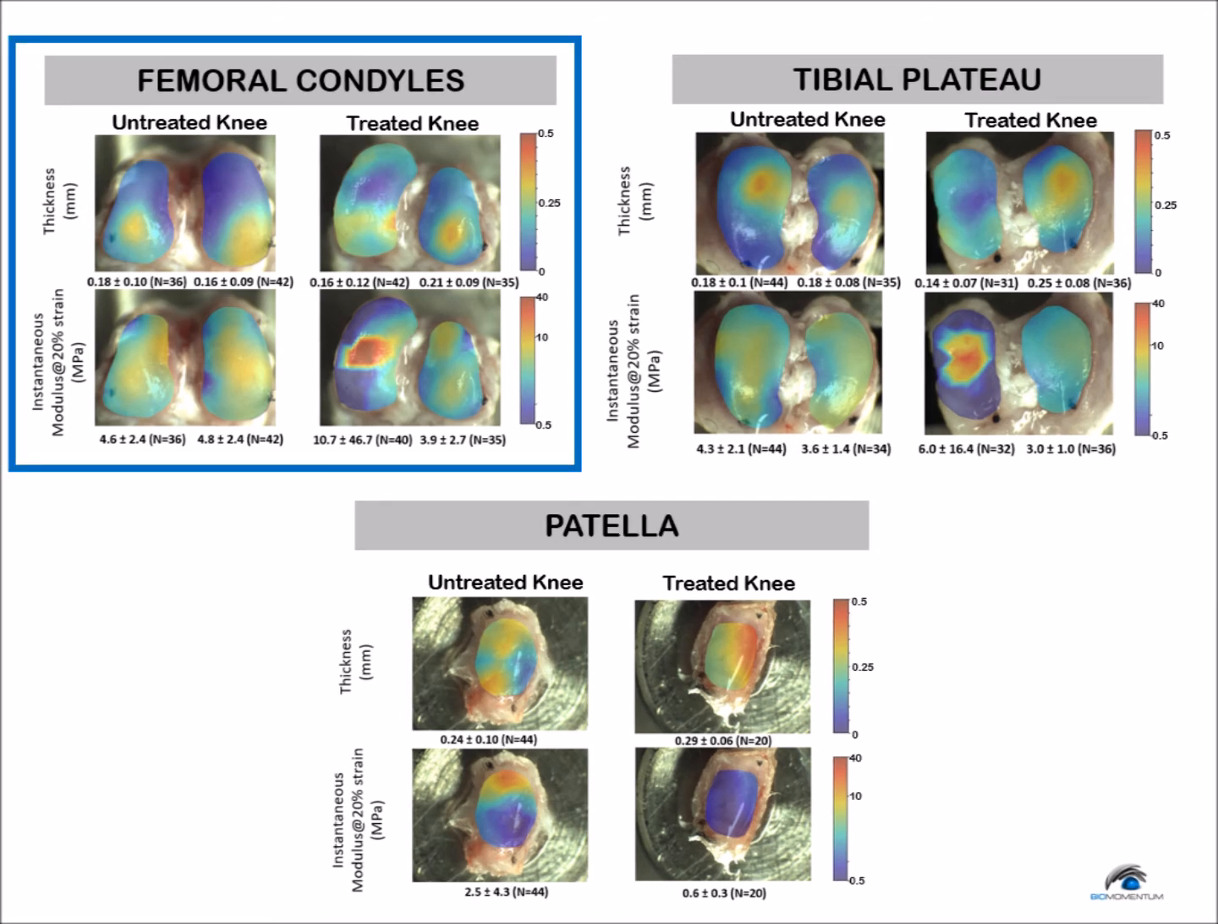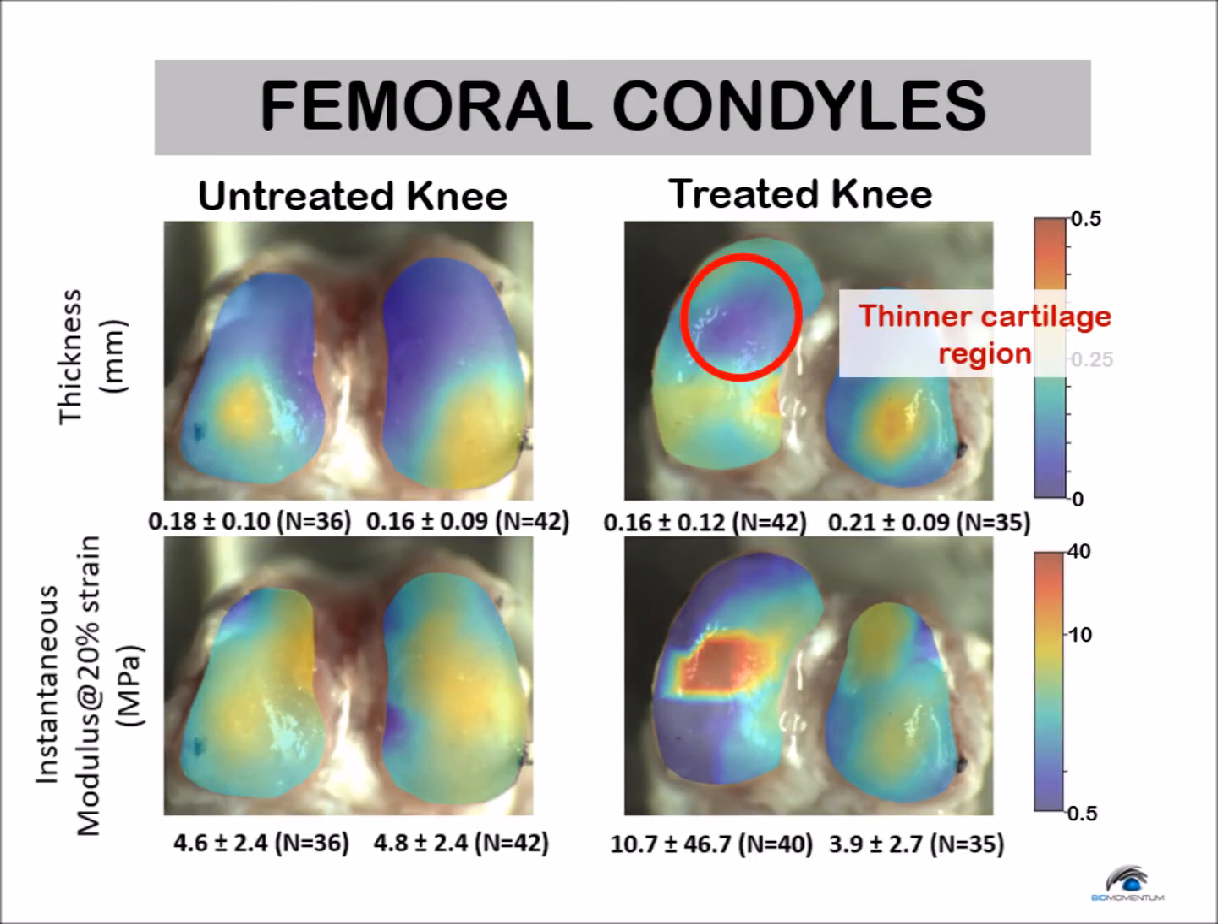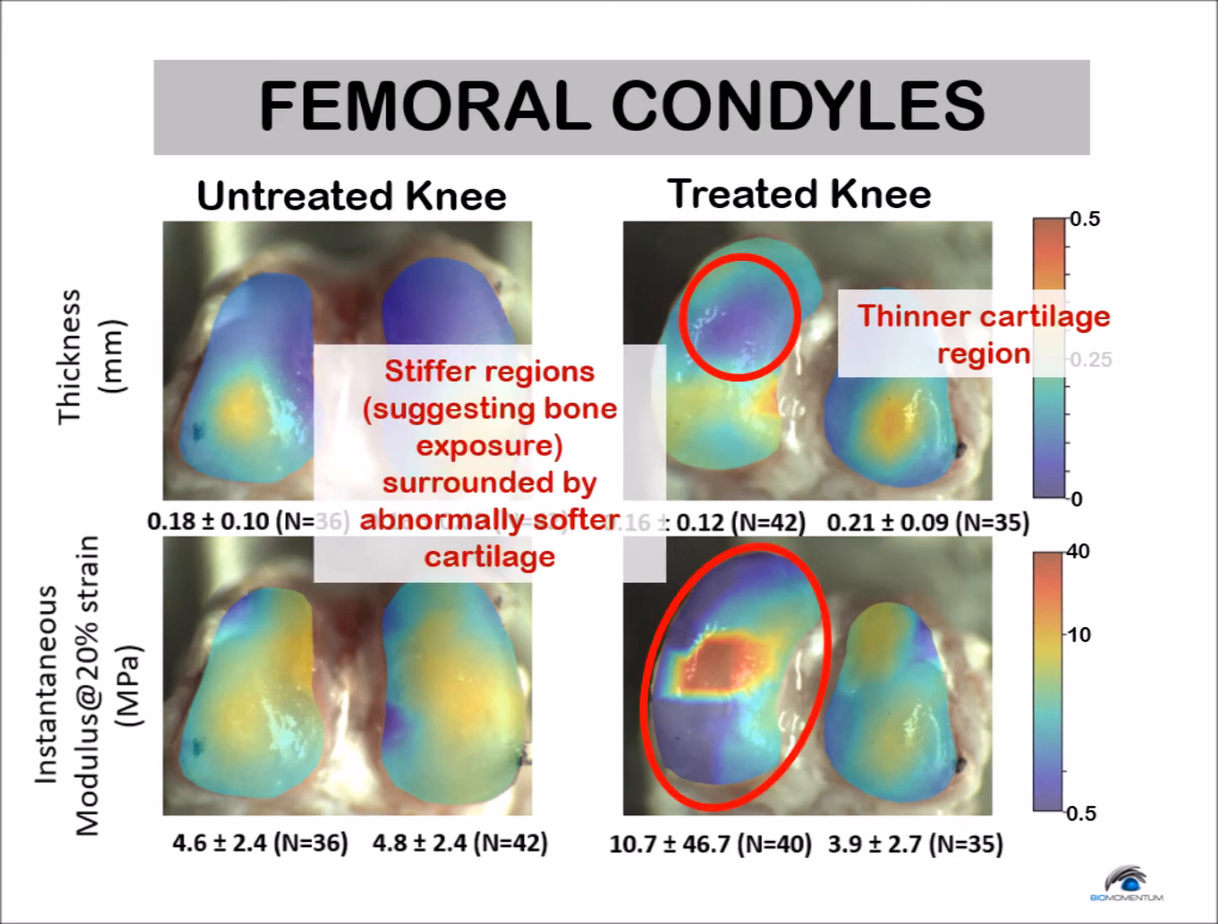Now let's take a look at the femoral condyles. A thinner cartilage region can be observed on the medial femoral condyle of the treated knee. Along with it, a stiffer region suggesting bone exposure is surrounded by abnormally softer cartilage in the medial femoral condyle of the treated knee compared to the untreated knee.